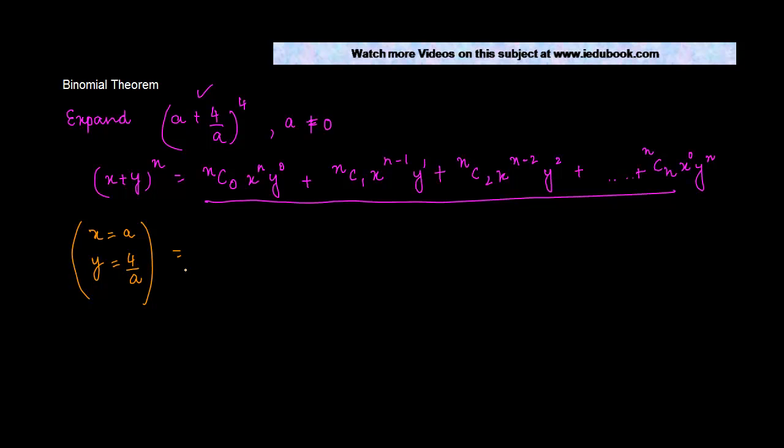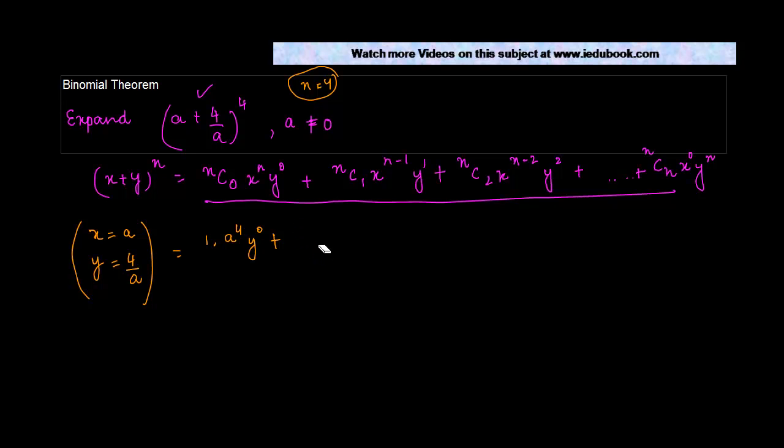So this can be written as nC0. Now what is the value of nC0? The value of nC0 is basically 1, into x to the power n, which is a, and n is equal to 4 in this case, y to the power 0, plus nC1. n is 4, so we get 4C1.